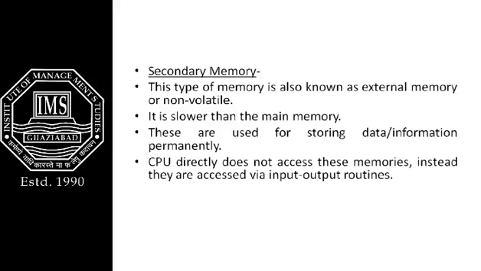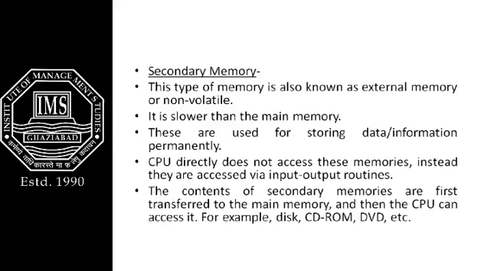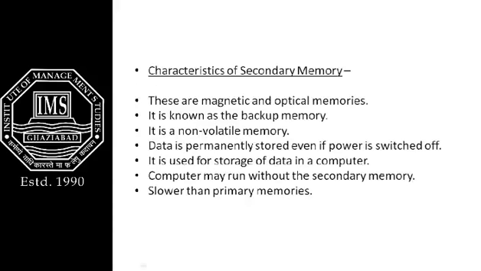Whereas the CPU directly accesses the main memory. The contents of secondary memory are first transferred to the main memory and then the CPU can access them, for example disk, DVD, etc. Now, coming to the characteristics of secondary memory, these are magnetic and optical memories. It is known as backup memory also.